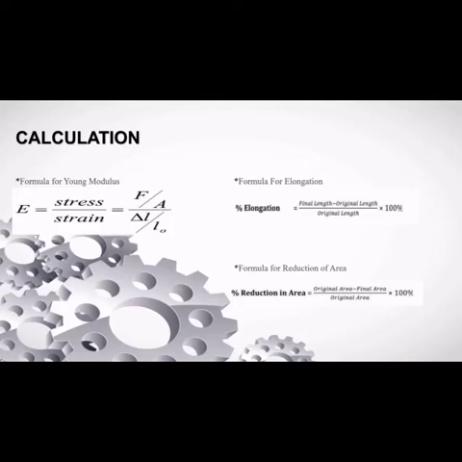Calculation for the tensile test. First, we need the formula for Young's modulus. The formula is stress over strain. Second, the formula for elongation: final length minus original length, divided by original length, times 100. Third, the formula for reduction of area: original area minus final area, divided by original area, times 100%.